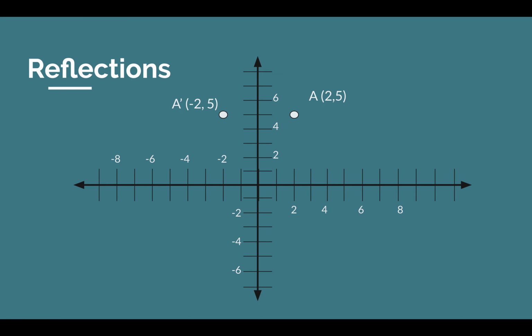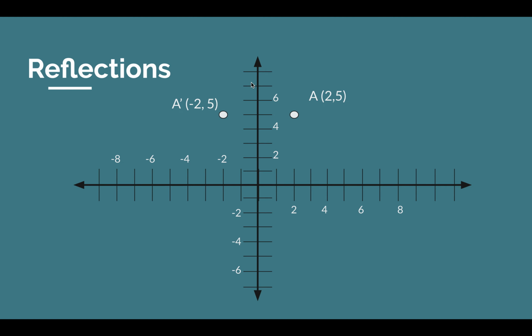What we notice is that it's the same distance. So if I were to fold my paper in half, it's going to take me 2 units to get over to A, and it's going to take me 2 units to get over to the reflection of A, which we write like this, and we read as A prime. Okay, so A prime is the reflection of A over, in this case, the y-axis.